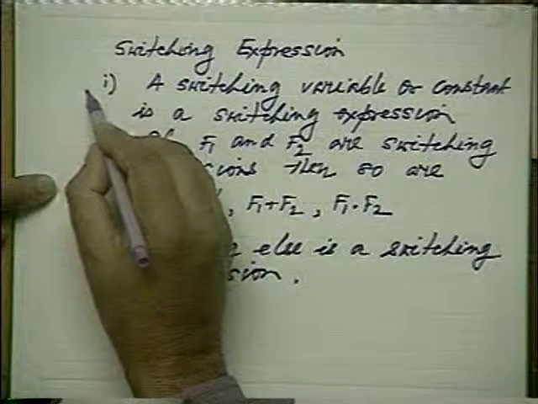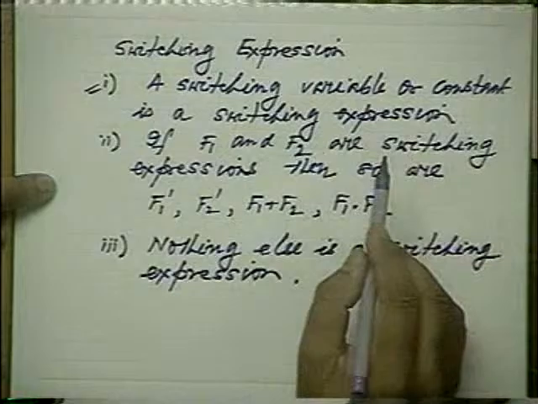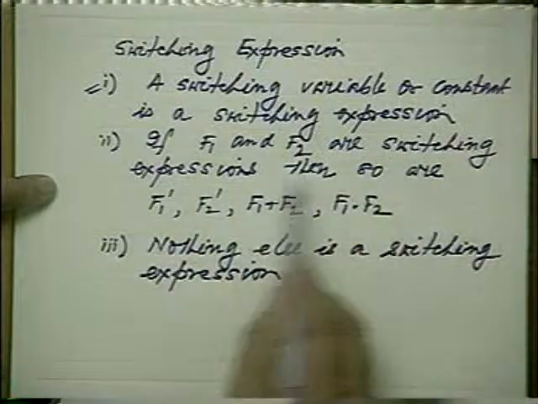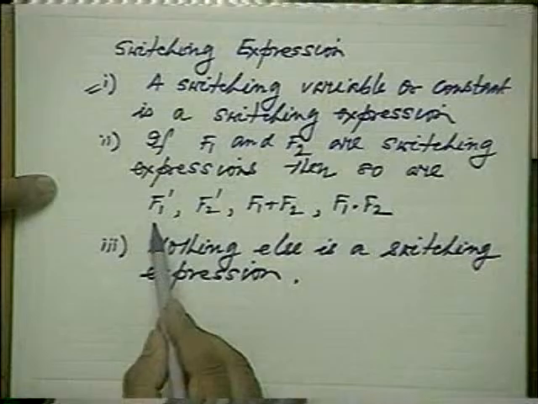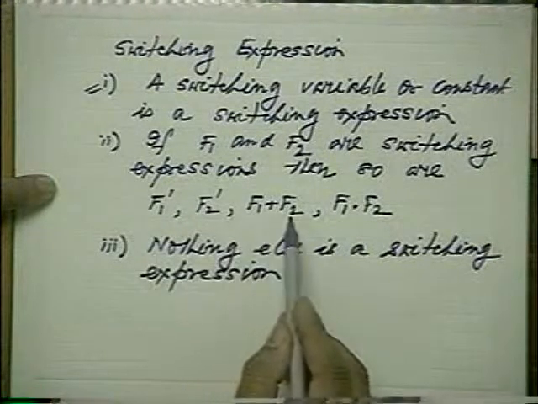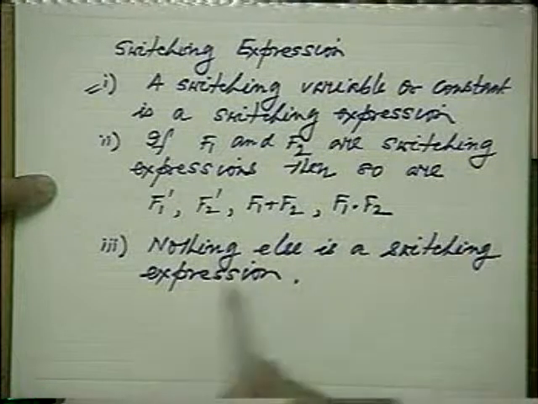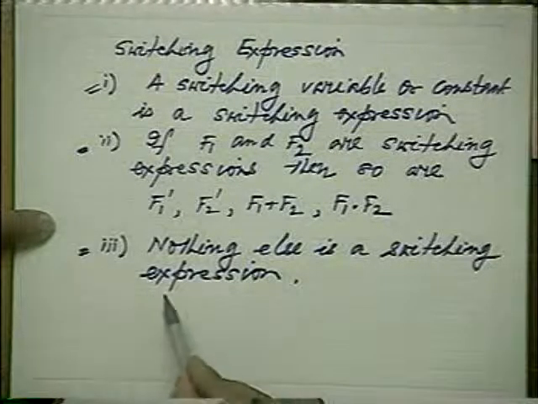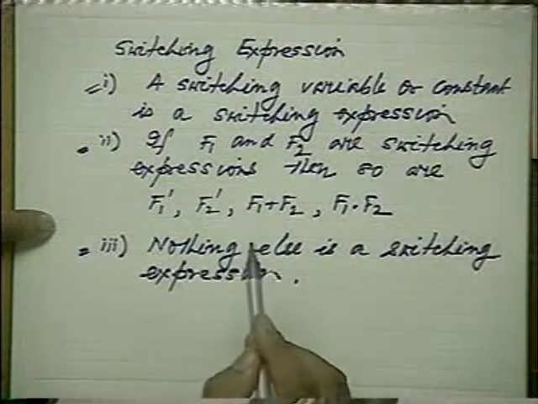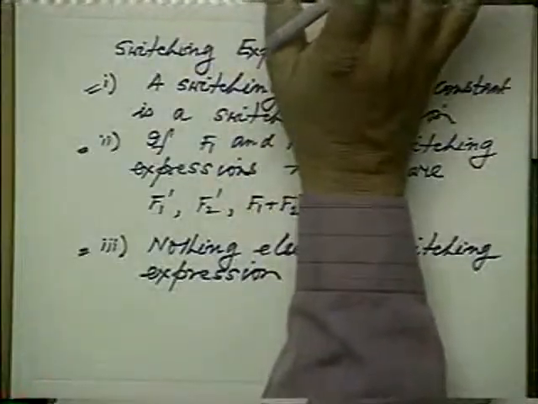You see that this is my basis: a switching variable or constant is a switching expression. Now, if F1 and F2 are switching expressions, then so are F1 prime, F1 plus F2, F1 dot F2, and nothing else. This is the limitation that I state. Not mentioning the third point and just mentioning the two is fine. In the case of recursive definitions, you say what you get by recursion, and then you say what the limitations are, whether there is anything you want to exclude or further include. That is why the third clause is always put in recursive definitions.